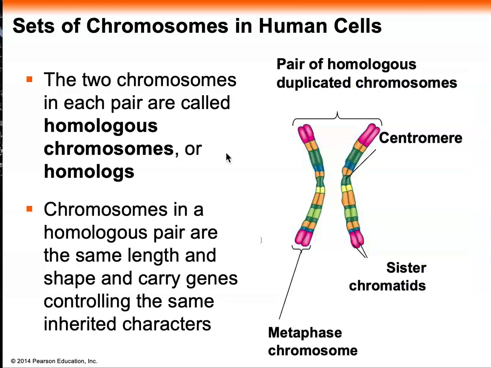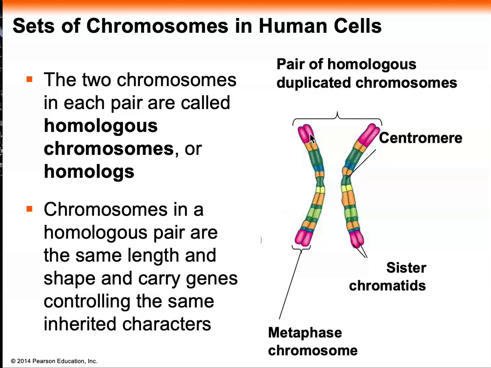So you receive a chromosome from each parent, and each one of those chromosome pairs is called a homologous pair. And homologous, as we'll get to in the next slide, basically means very much similar, but not exactly the same. They carry the same genes that control the same inherited characteristics, but there might be some variations in the coding of those genes that give you the variety.